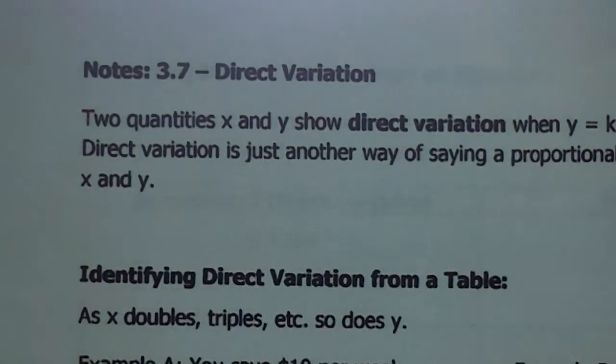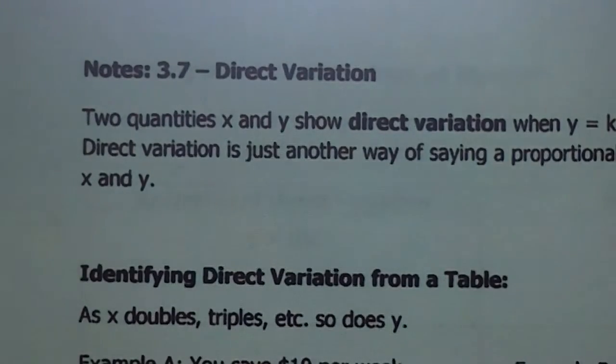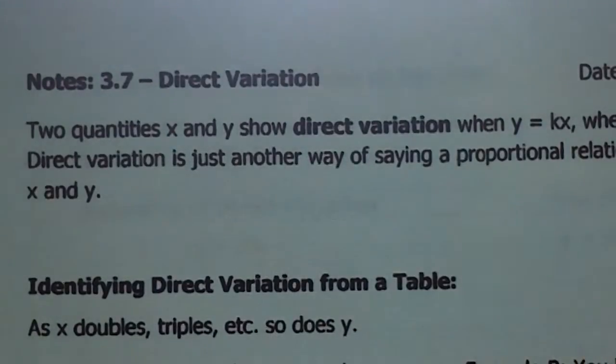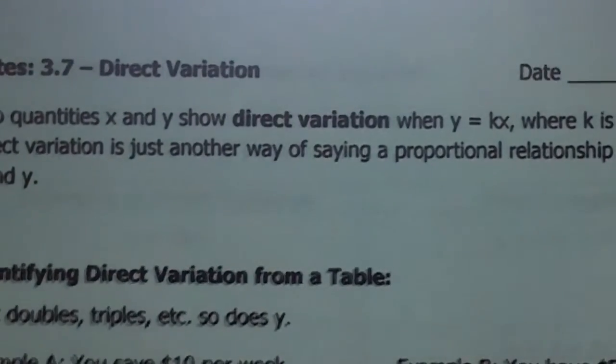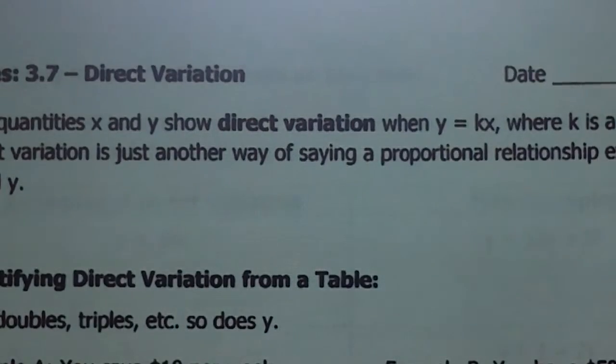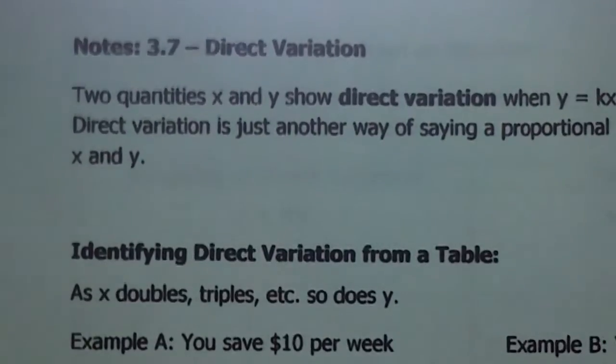Hello, hello. It's time for lesson 3-7 on something called direct variation. Two quantities, x and y, we've been dealing a lot with x and y this chapter, huh? They show direct variation when the value of y is equal to k times x, where k is a number that is not equal to 0, because if k was equal to 0, then y would just equal 0 and there wouldn't be an x. There has to be an x, always.